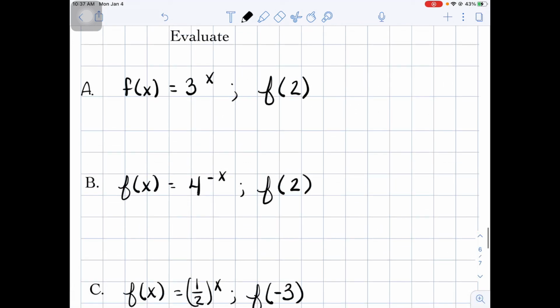All right, the last thing we're going to talk about with functions today, with exponential functions, is how to evaluate them. So like before, when I gave you a linear equation and I told you what the input was, you had to find the output.